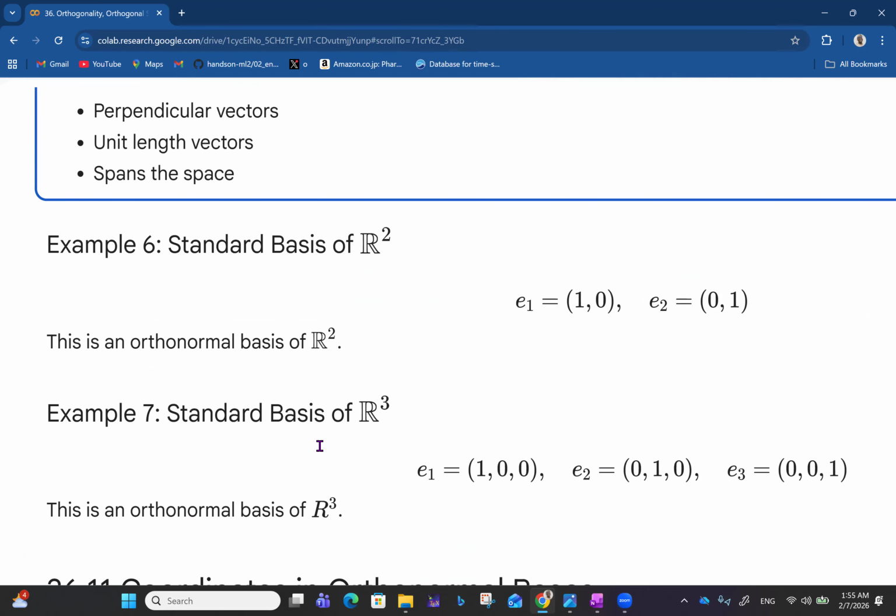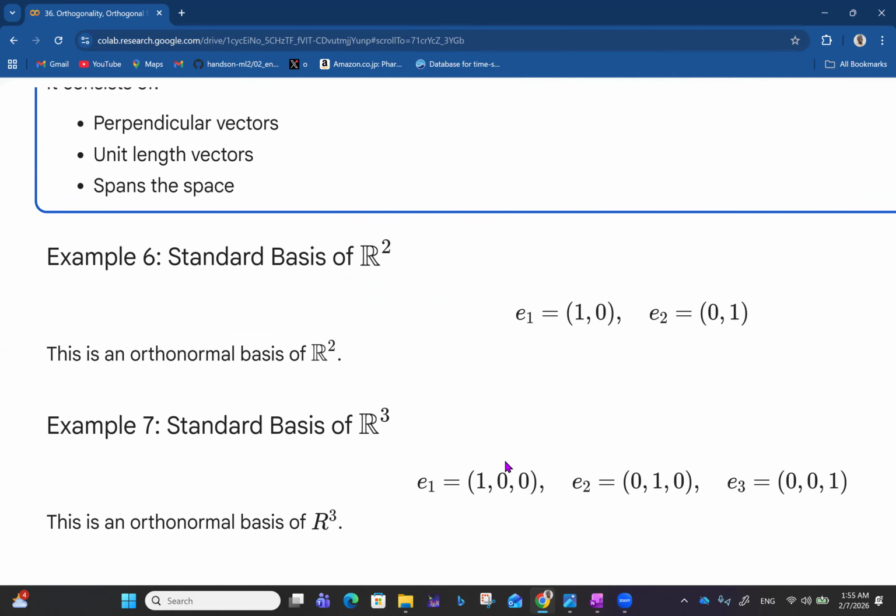Now that's example 6. For example 7, the standard basis of R3 will be e1 (1, 0, 0), e2 (0, 1, 0), e3 (0, 0, 1). You can see any two you pick are orthogonal, because 1 times 0, 0 times 1, 0 times 0 gives 0, so e1 and e2 are orthogonal. Then e1 and e3: 1 times 0, 0 times 0, 0 times 1, they are orthogonal. And e2 and e3 are also orthogonal. Beyond that, you also discover that the norm of each one is actually 1.